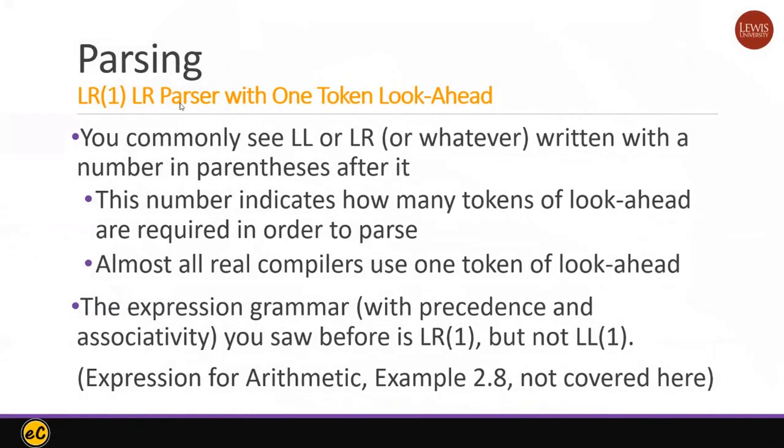LR1 means it's a parser with one token lookahead, and if you have LR2, that means two token lookahead. So with more lookahead, your grammar rule will be more flexible and cover more languages. You commonly see LR with a number in parentheses. The number indicates how many tokens you look ahead. Almost every real compiler uses one token lookahead. Most commercial ones use a lookahead of one.